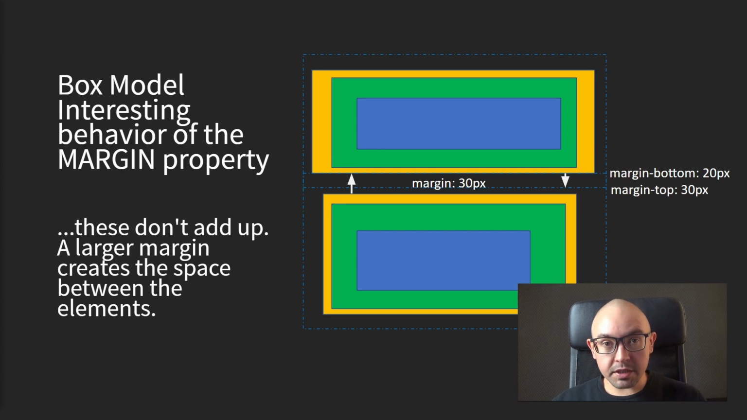But unfortunately, this is not what's going to happen. The space between the elements is determined by a larger margin. In this case, it is the margin top of the second element, which is 30 pixels. It is worth remembering this. Margin top and margin bottom do not add up.